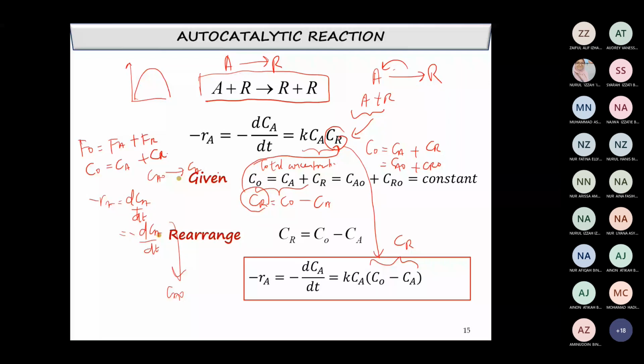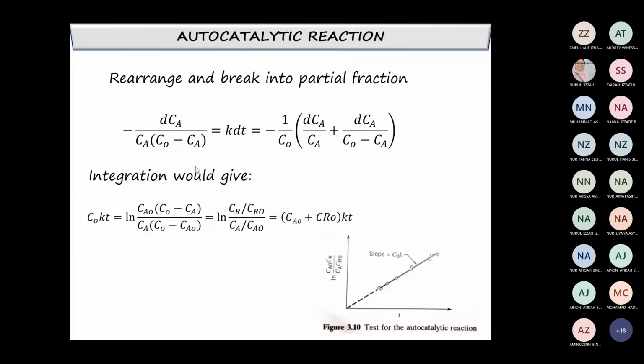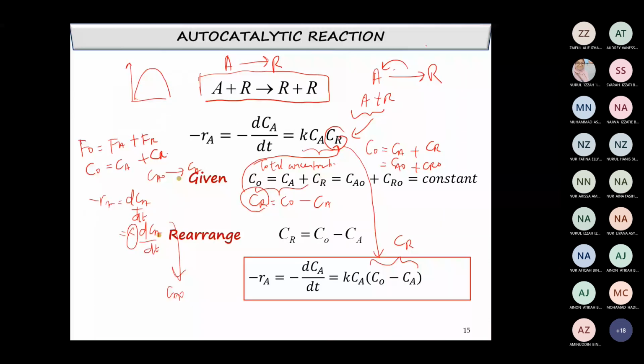Okay, so daripada situ sebenarnya kita boleh construct a table, pula a graph. Contohnya, ini sebenarnya saya tak boleh terangkan sebab ini dah dalam calculus. Macam mana daripada tadi, kita rearrangekan dia akan jadi negative dCA over, masukkan bawah, which is CA, C0 minus CA is equal to K dt. Okay, ni yang dia nak tunjukkan.